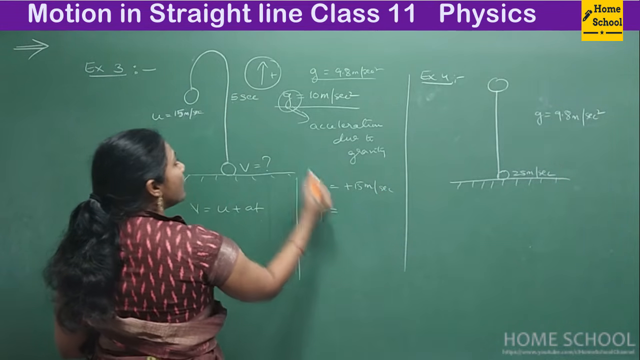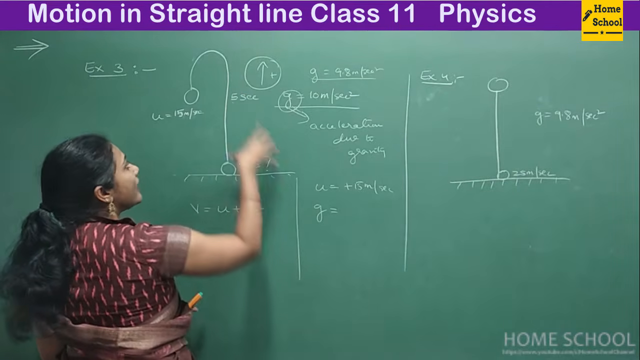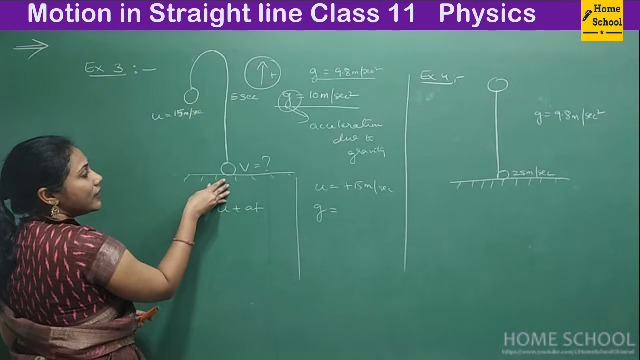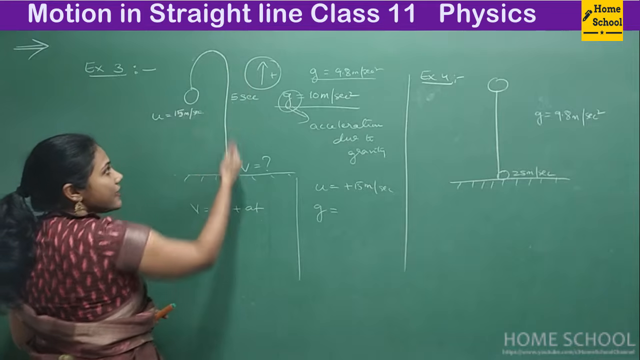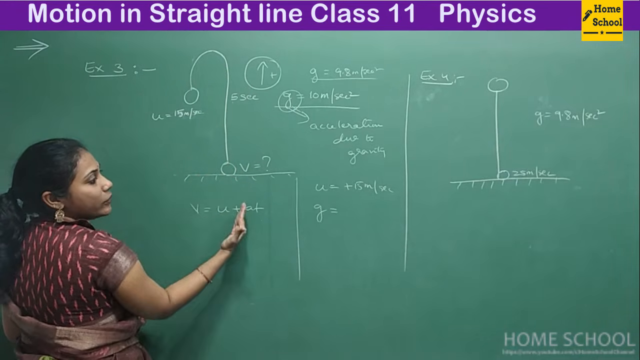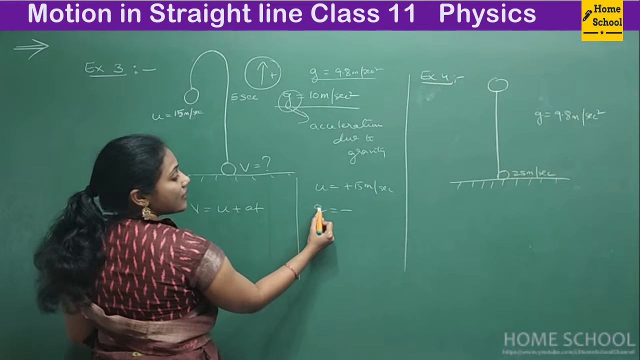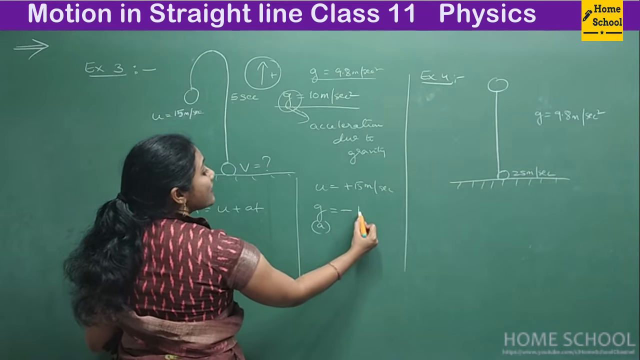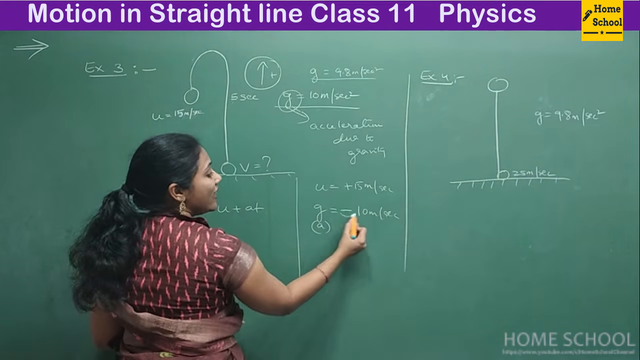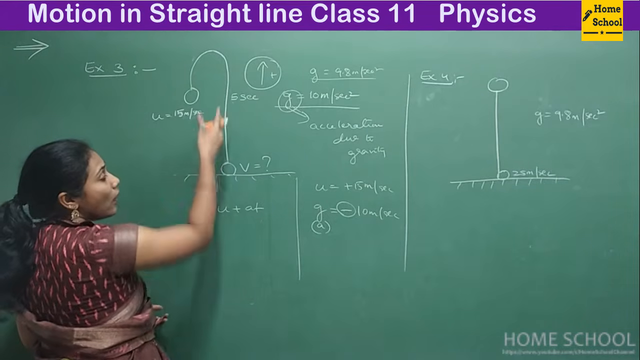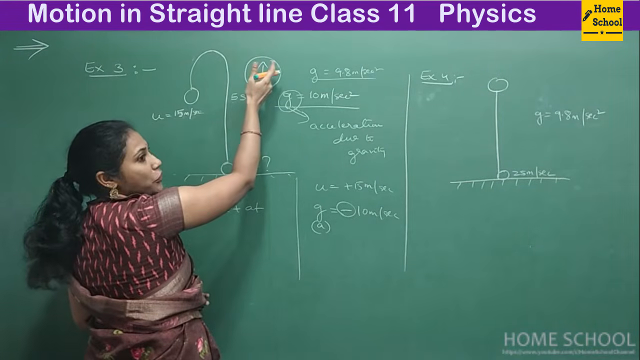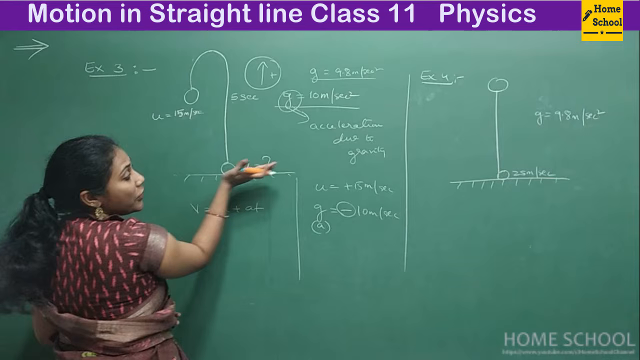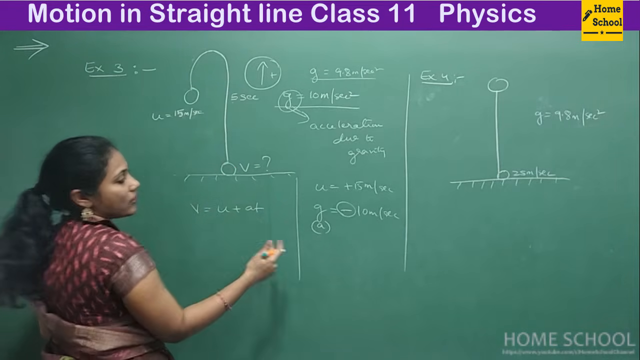What about g? What sign do I consider for g? g is acceleration due to gravity. When a ball from the top is coming to the bottom, the ball is moving in the downward direction, that is the negative direction. So the acceleration a, which is nothing but g, is minus 10 meters per second squared. Understood why we considered the negative sign here? Because the ball is moving in the opposite direction. We considered the upward direction as positive, so the downward direction is negative. That's why the acceleration due to gravity for the downward direction is minus 10.